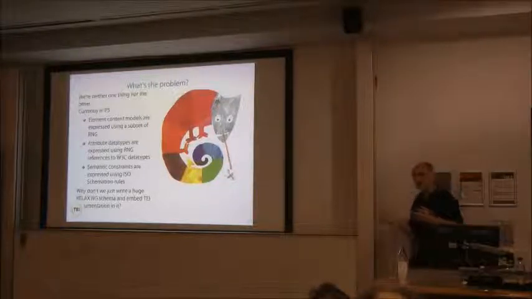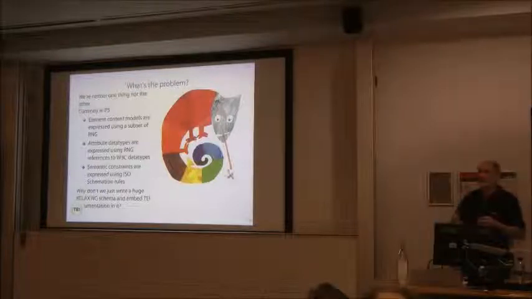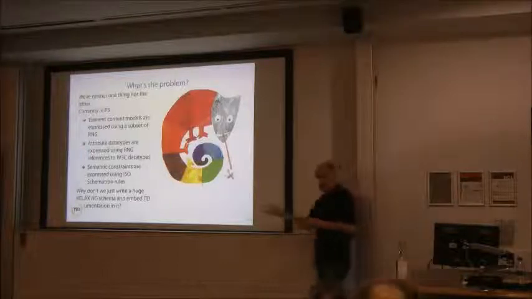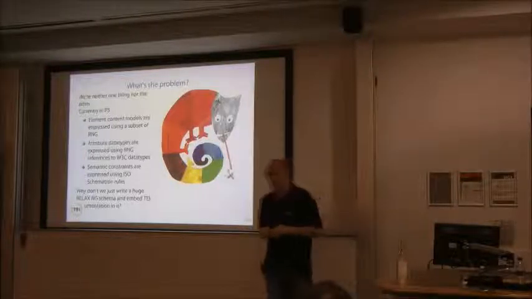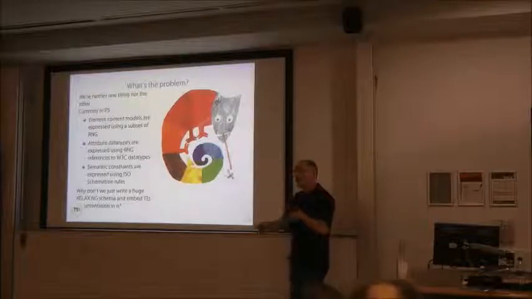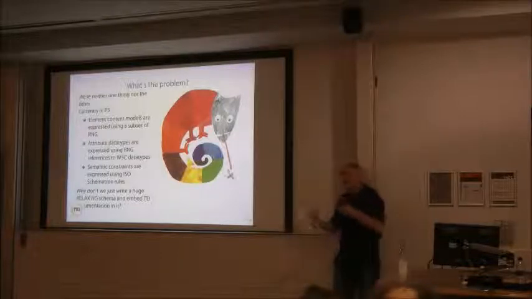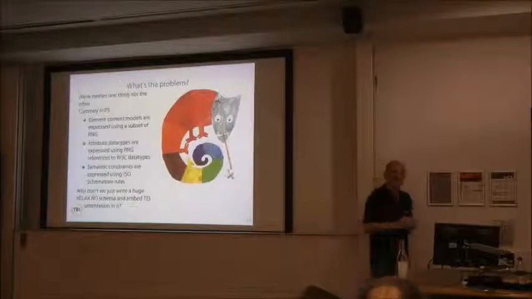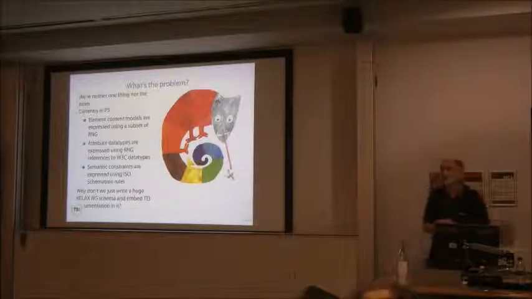So the content models are written in RELAX NG. The data types use W3C data types, which isn't so bad. And semantic constraints are written, I didn't give an example of that, using Schematron rules. That would be okay, except that it permits people to do funny things, and it means we're not in control of it.